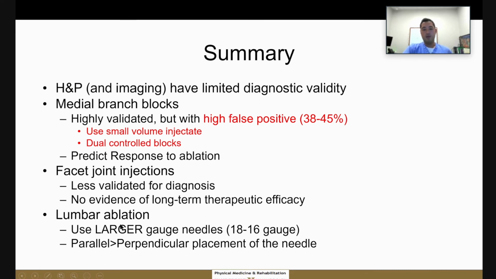And so I talked briefly about different gauges causing larger lesion size. I also did not go over this in depth, but there's a way you can place the needles to do an ablation where better outcomes are seen with a parallel approach versus perpendicular. Again, maybe outside the scope of this lecture.